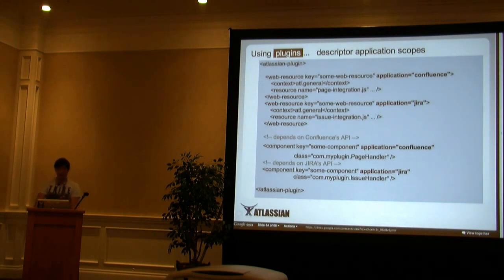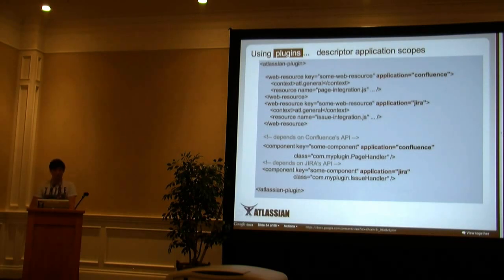So just the last thing I want to talk about in the plugins framework before I move on is these descriptor application scopes. This is only really useful if you're going to write a cross-product plugin. But basically what it does is it allows you to limit modules that you define in your Atlassian plugin XML file to just be loaded in a particular application. So with this, you can do some pretty powerful stuff, like have a single jar that can be deployed in multiple applications. It is quite a powerful technology.